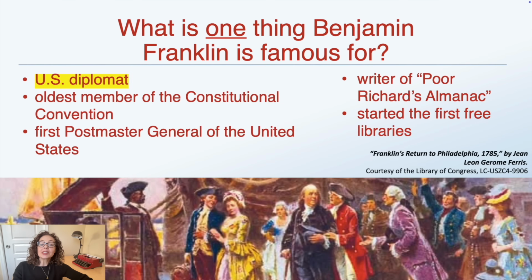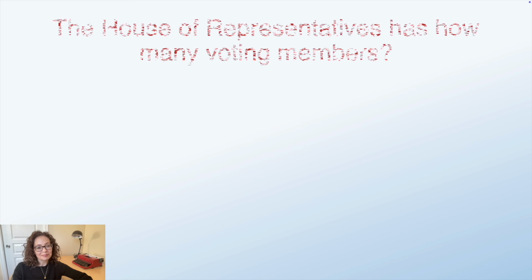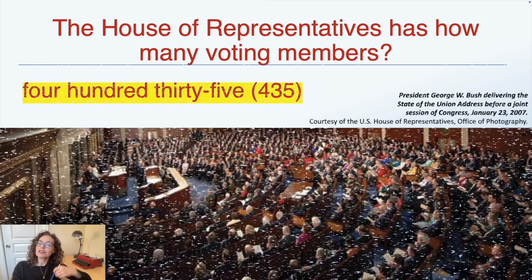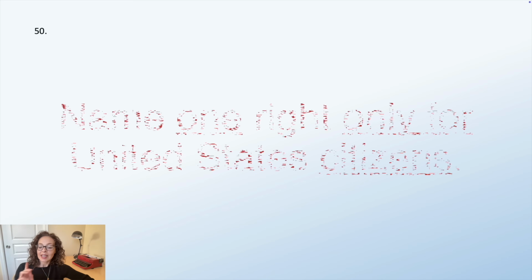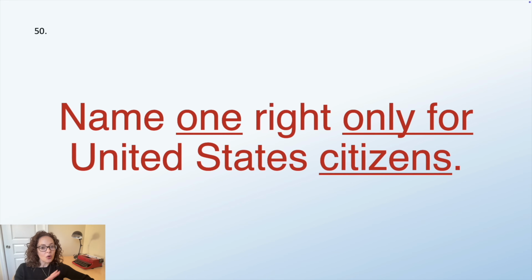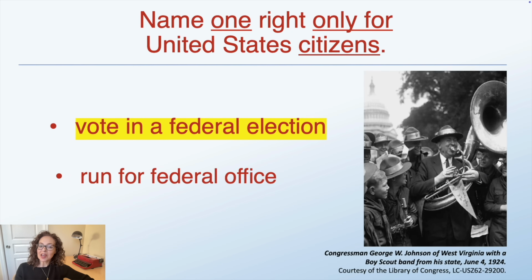Benjamin Franklin was a U.S. diplomat. The House of Representatives has how many voting members? 435 voting members. Name 1 right only for United States citizens. Vote in a federal election.